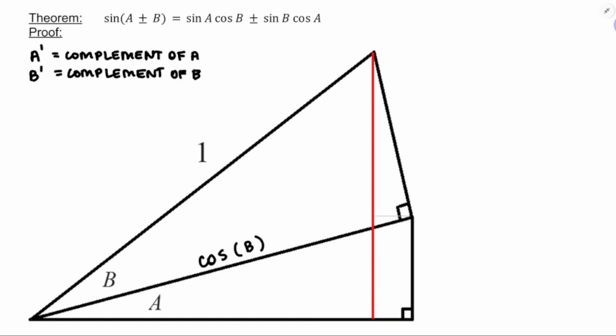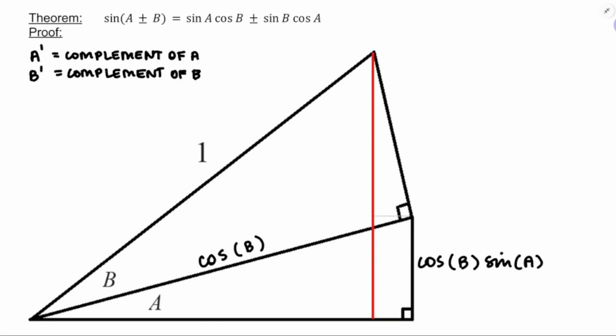Then I can say that the outermost vertical leg on the lower triangle, the one that's not got any red on it, that's going to be cosine of B times sine of A, because sine is opposite over hypotenuse. And so then from there, what am I going to notice next? I don't know if you can see that little horizontal line that's drawn in gray. I'm going to think about the triangle that's underneath that. That's going to be really important for us.